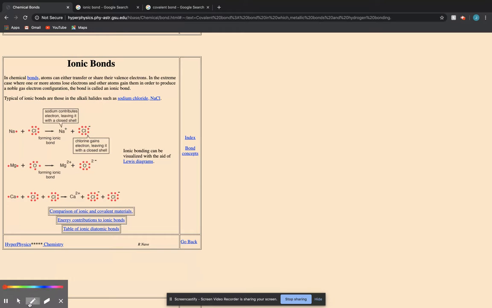So here we have an ionic bond with sodium chloride, and sodium contributes an electron, leaving it with a closed shell. And that's the different types of bonding.